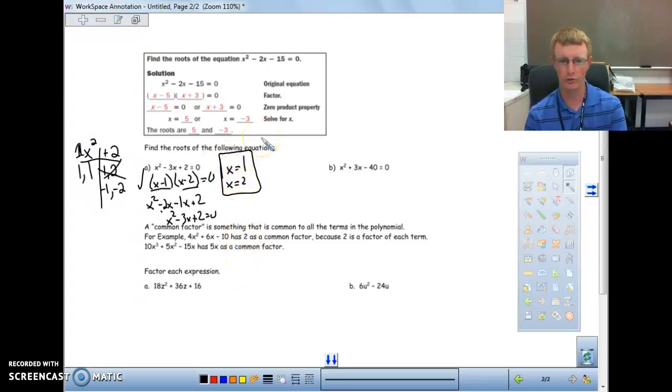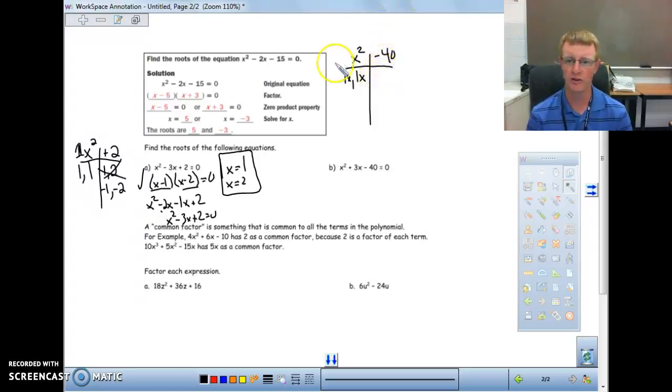Okay, moving over to the next one. Same idea. Except negative 40 is going to have quite a bit more choices. So I'm going to put that up here. So we have x squared right here, which is going to be 1x and 1x. That's easy. Don't forget the negative here. Negative 40, very, very important you have the negative.